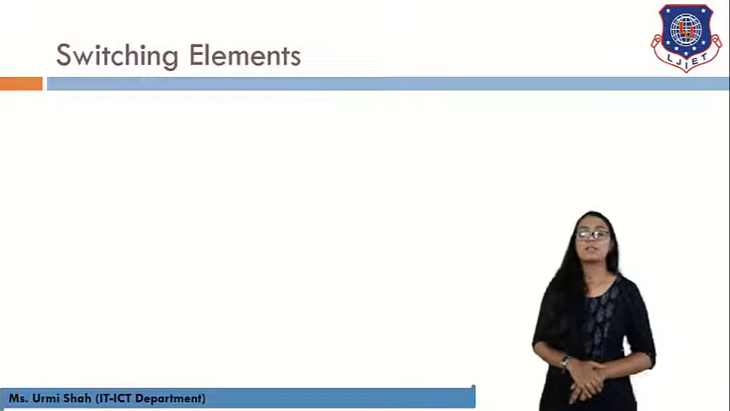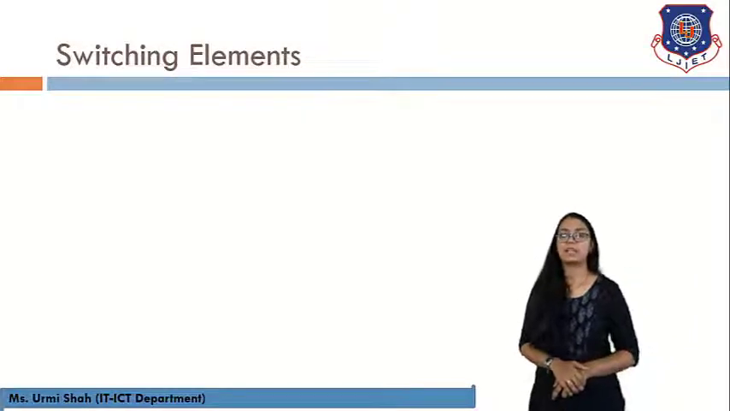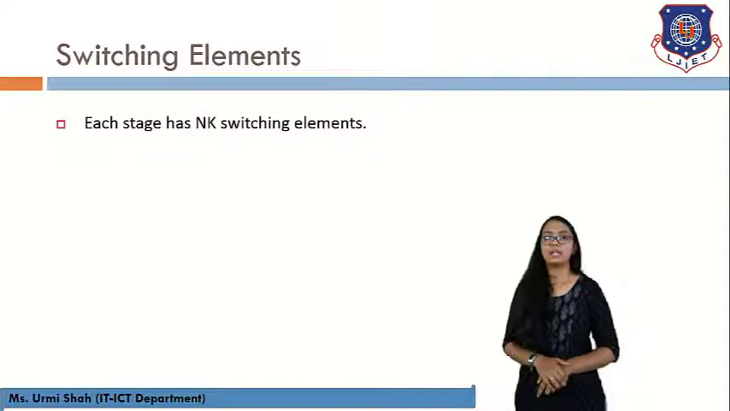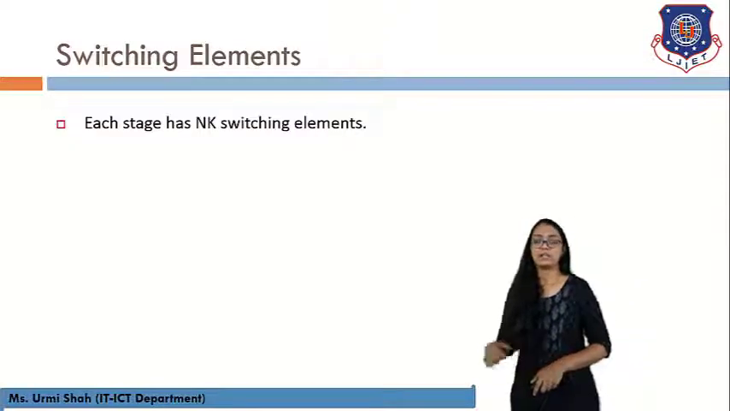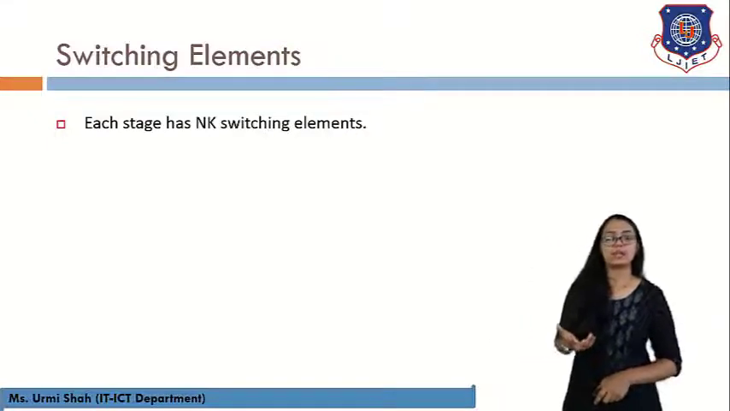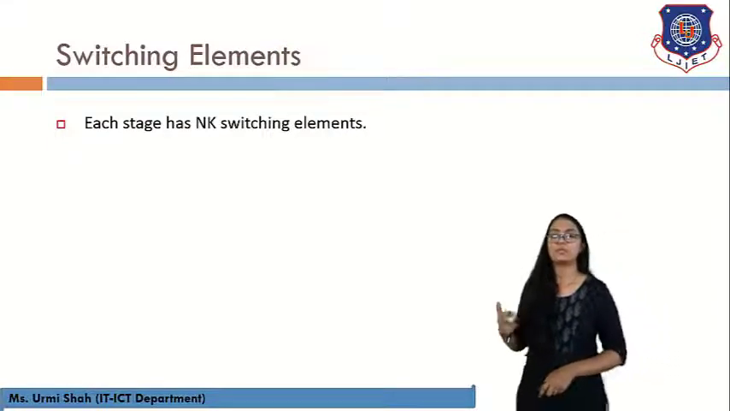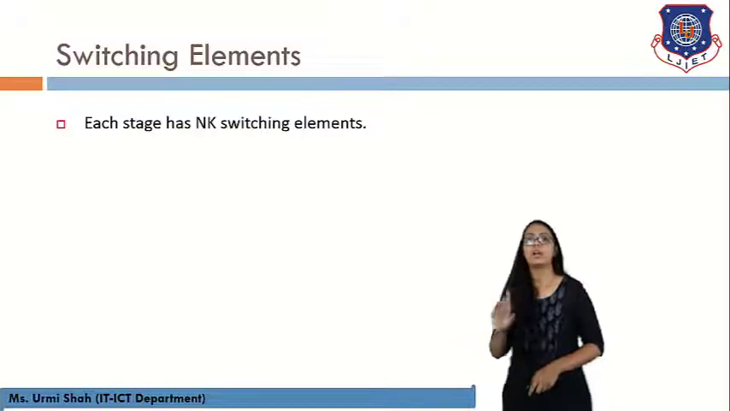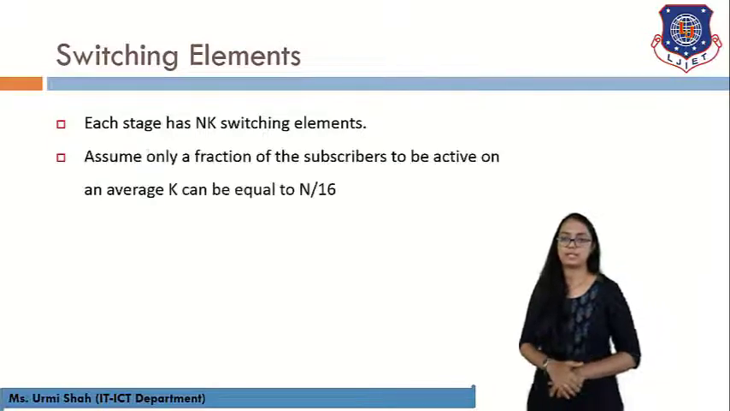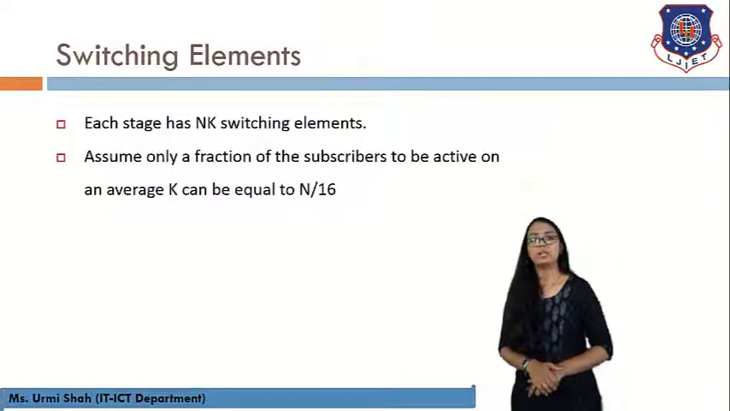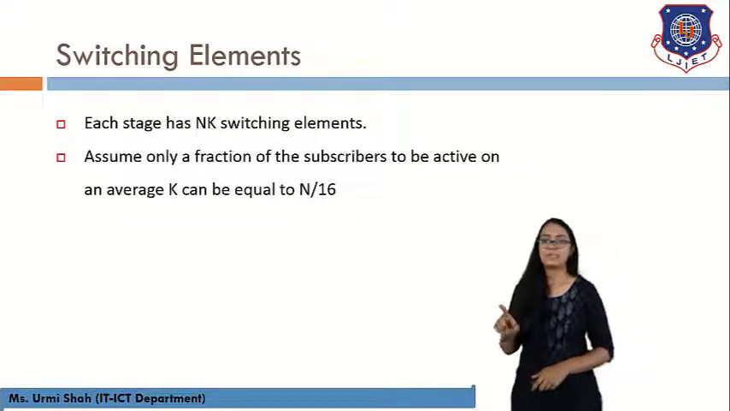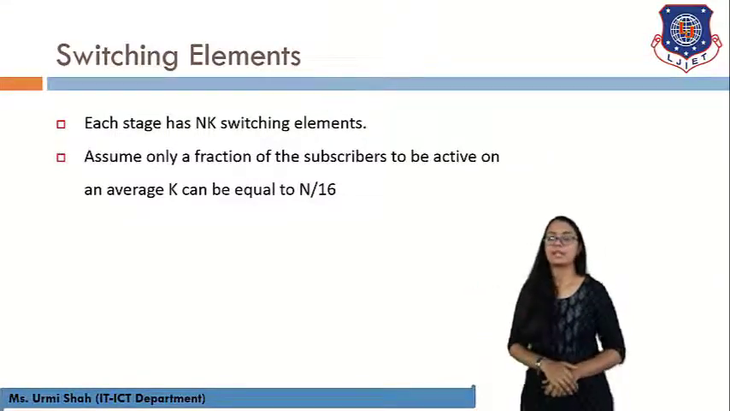Next, what are the switching elements in a switching network? Basically, in each stage, you will require NK switching elements. If you have two stages, then you will require 2NK switching elements, but for every stage, you require NK switching elements. Assume only a fraction of subscribers to be active on average, with K equal to N by 16.